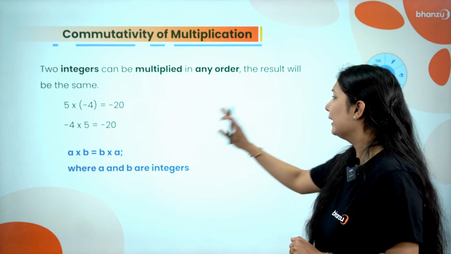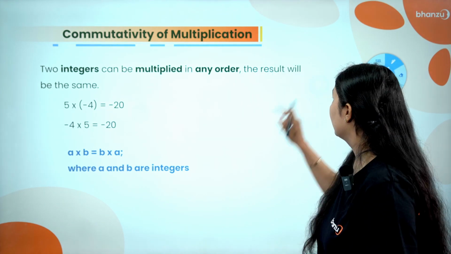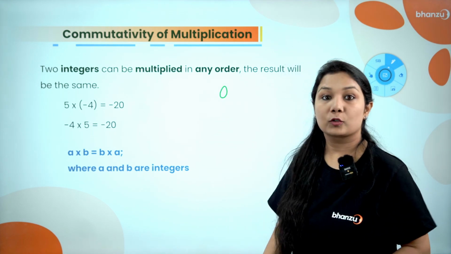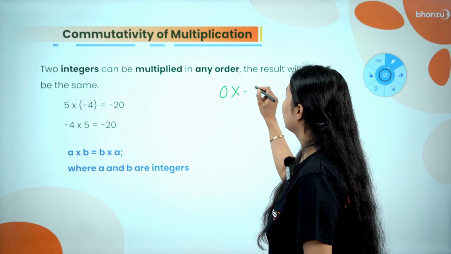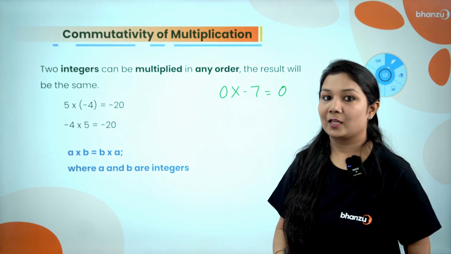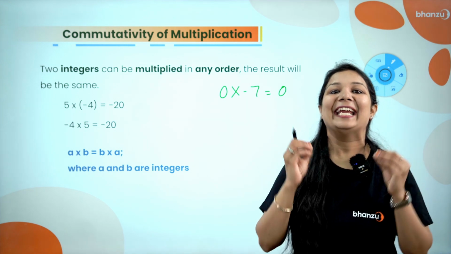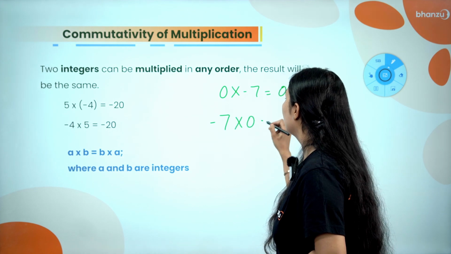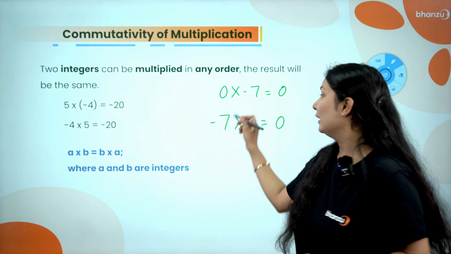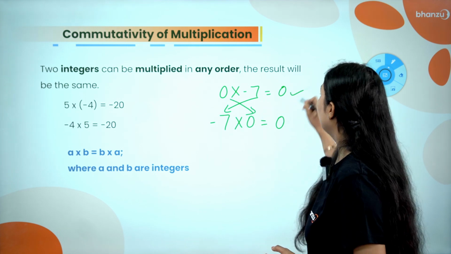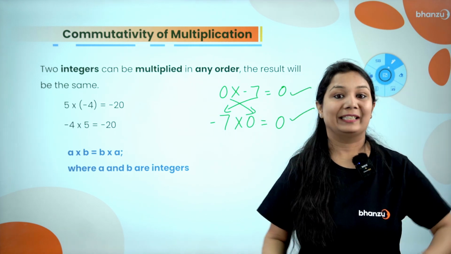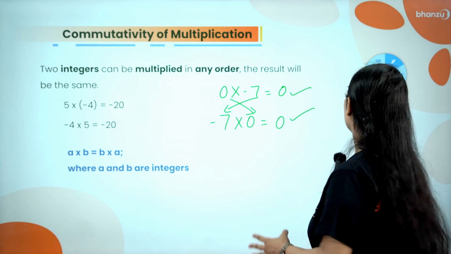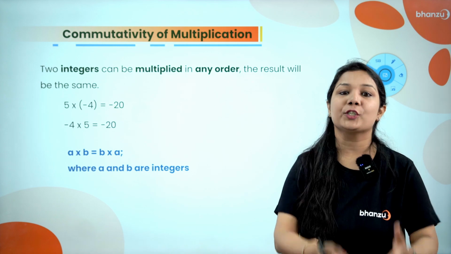Now we have seen an example for different signs and same signs. Now let me tell you one example for 0 also. So 0 multiplied by, suppose, -7 will give me 0. Commutative property, interchange the position of the integers. So -7 into 0 is also giving you 0. Even if I interchange their position, the product remains the same, whether it's 0, negative integer, or positive integer. So do not forget to try them out with any of the integers you wish.